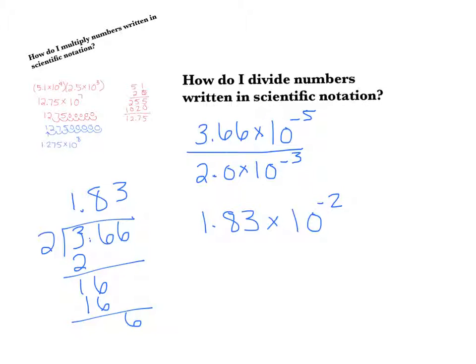The final step is, of course, if the number isn't properly written in scientific notation, you have to follow the rules above. But this one's good to go, so we're done.